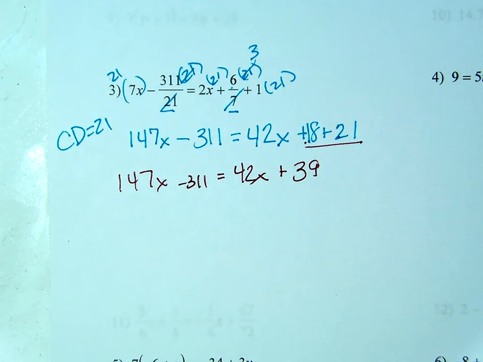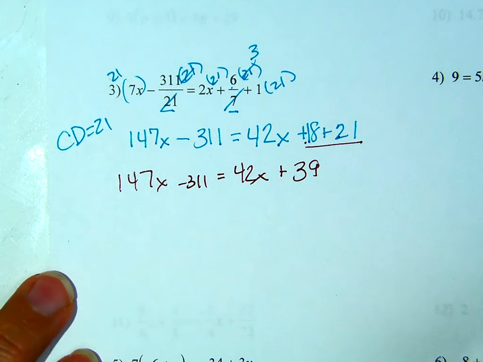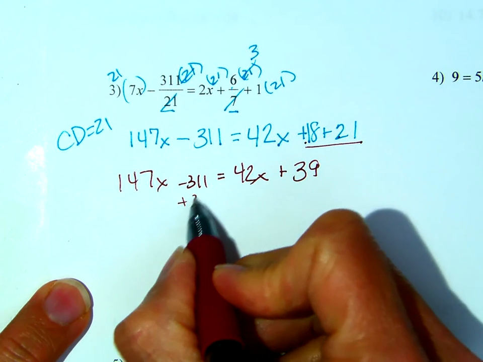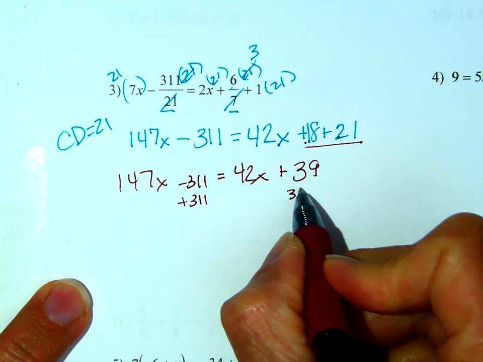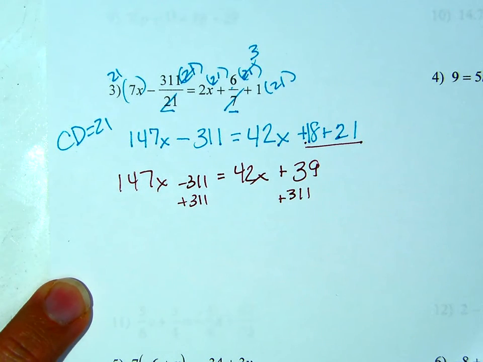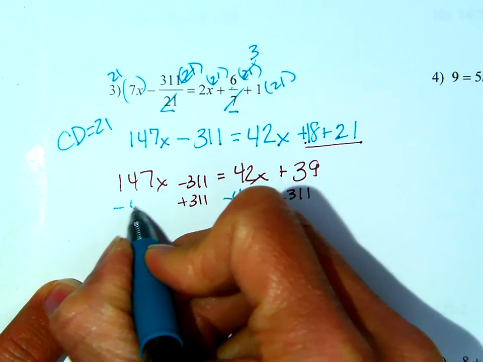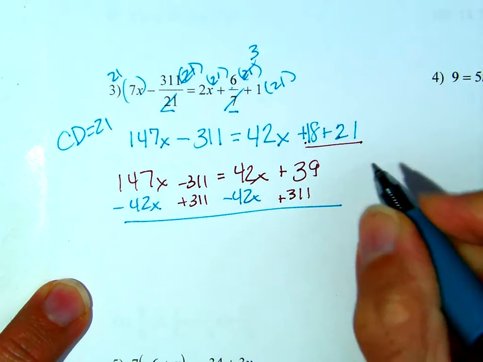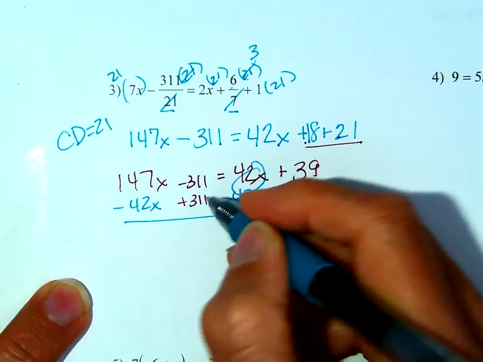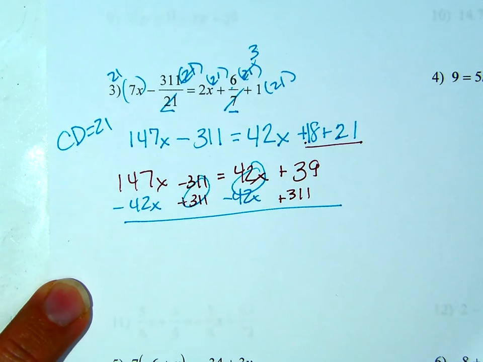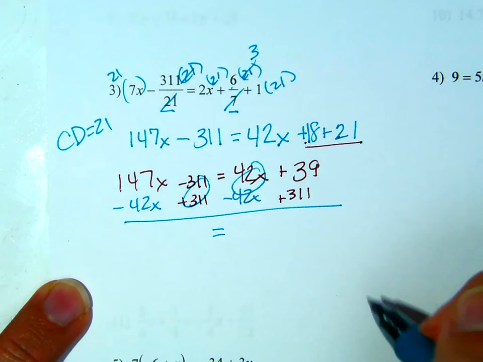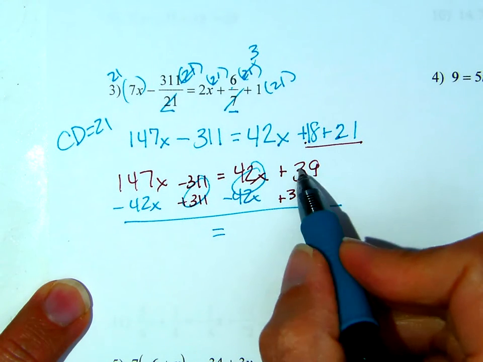All right. So what I'm going to do next is add 311 to both sides. And at the same time, I'm going to take away 42x from both sides. You can do it at the same time if you want, or you can do separate steps. Just going to kind of skip a line there so that it's a little quicker. So I'm going to add these. That's 350.